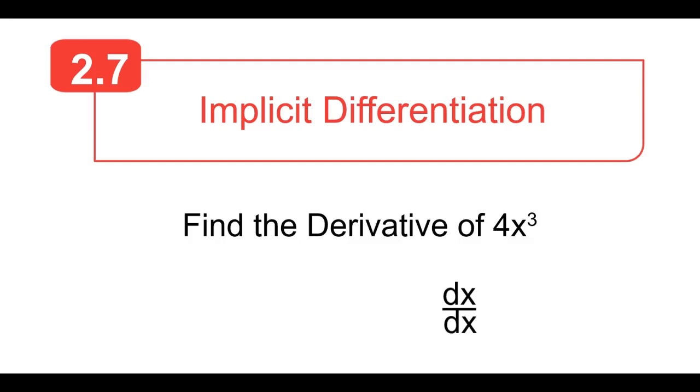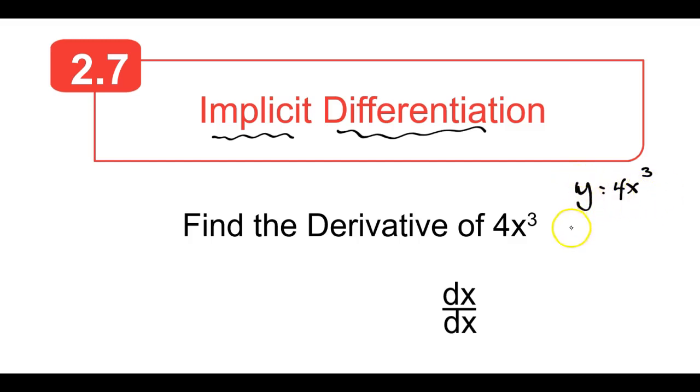Welcome to Business Calculus, Chapter 2, Section 7. Today we learn implicit differentiation. And I want to back up and talk to you about how we've been taking the derivative when it's in explicit form, which means it's already solved for y.